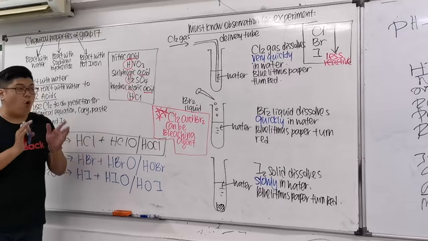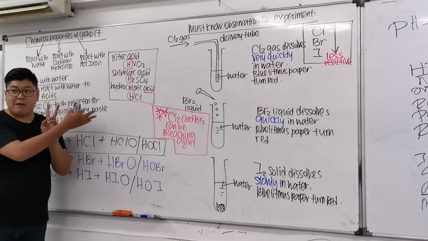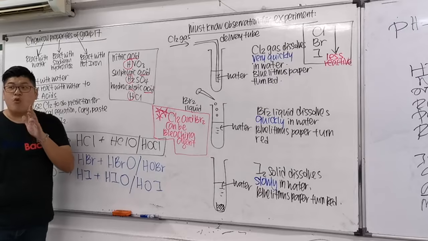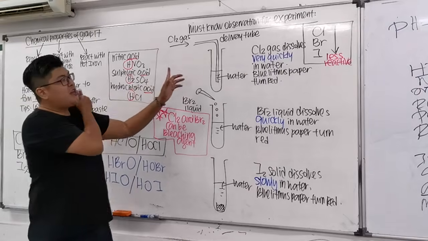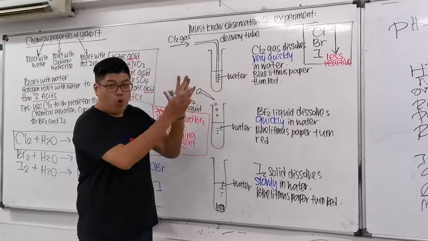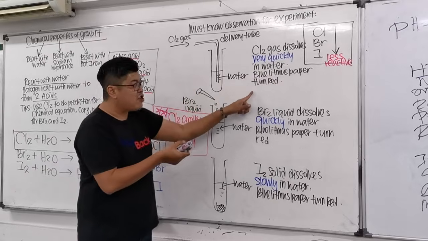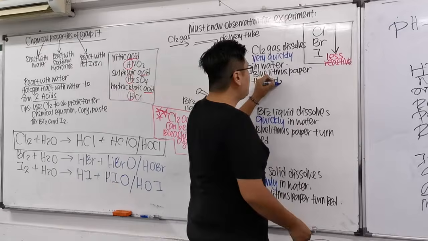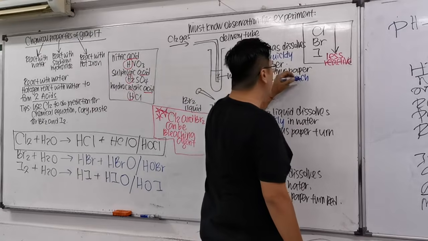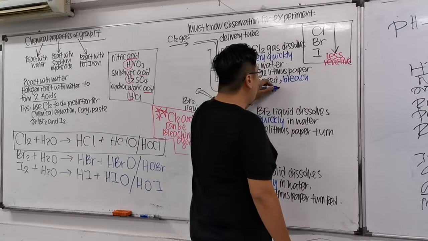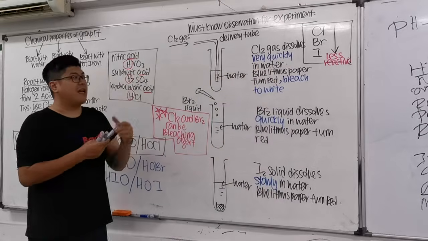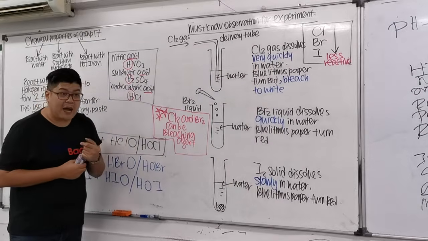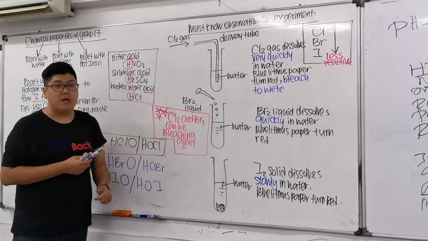Guys, remember, only two in group 17 can bleach, chlorine and bromine. Which means after you put the litmus paper, blue to red, which is okay, no problem, eventually, after the litmus paper goes from blue to red, in the end it will actually get bleached to white. The whole litmus paper becomes white because the color is bleached by the chlorine. Understand?